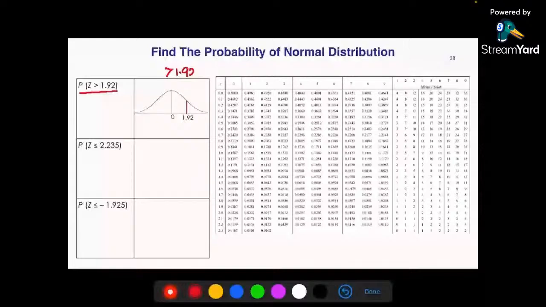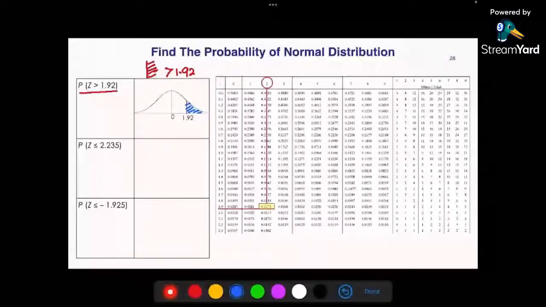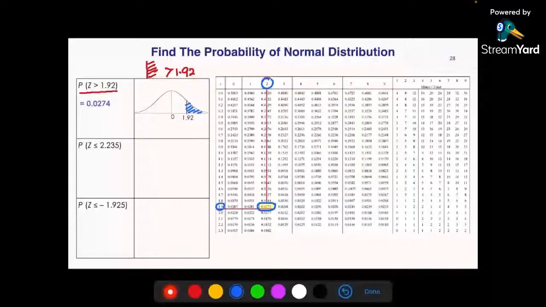Itu adalah betul-betul tail. So 1.92 adalah dia punya Z score. So kita baca dekat kita punya table like this. So you nampak 1.9. So 1.92, 1.92 nampak kan? 1.92. So the yellow one represent the area under the graph. So that will be the answer. Dia nak cari area lah. Probability tu dia nak cari area. So you akan dapat 0.0274. Okay. So now kita pergi to the second one.